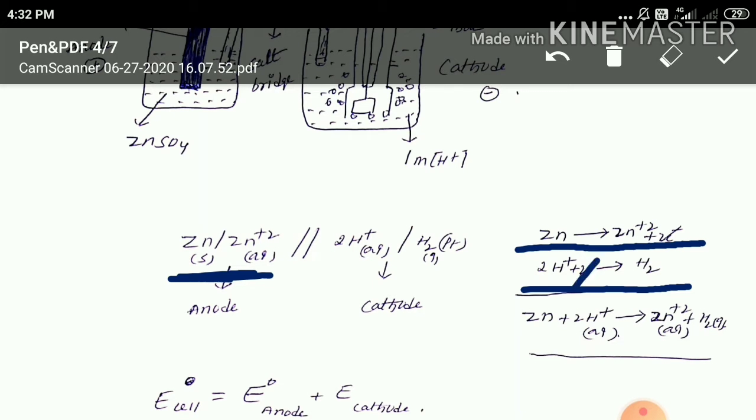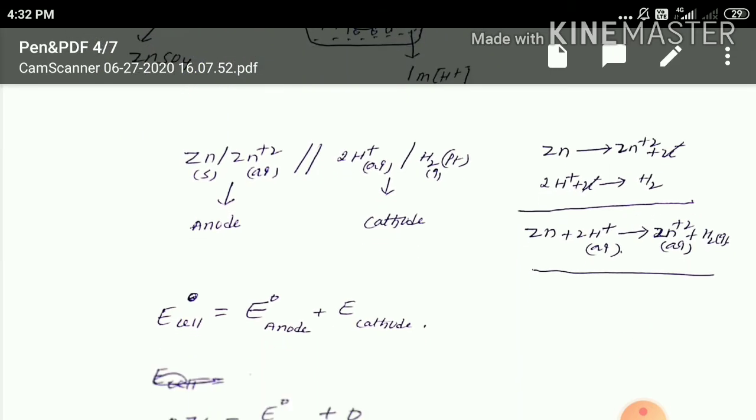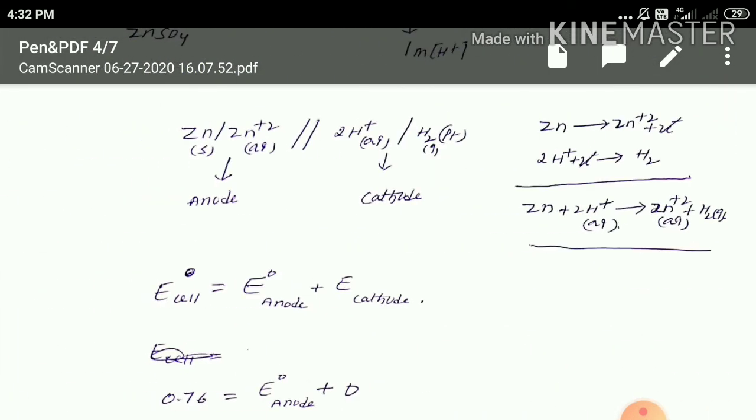Here these 2 electrons cancel together. The overall cell reaction is Zn plus 2H plus in aqueous solution gives Zn 2 plus in aqueous solution plus hydrogen gas. This is the overall cell reaction. The cell may be represented like this. So once you observe here again, now I want to calculate the EMF value of the cell.